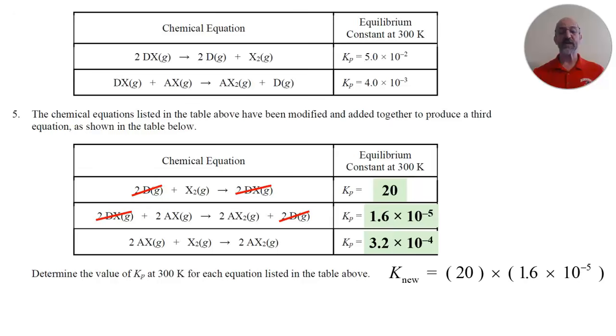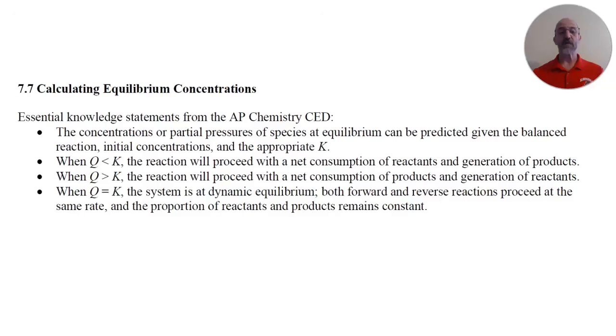So we're simply showcasing the different ways in which a chemical equation can be modified, and then how the equilibrium constant for that modified equation is related to the original value of K. All right, well, hopefully the answers to questions 4 and 5 make sense. Now it's time to move on to the review for topic 7.7, calculating equilibrium concentrations.